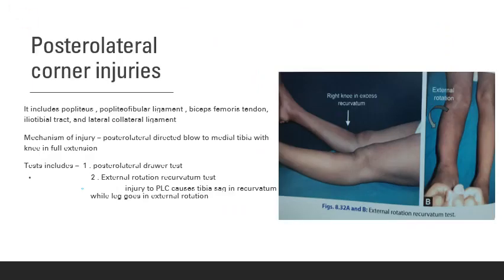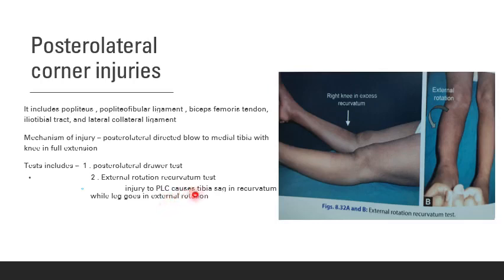Another ligamentous injury of knee is posterolateral corner injuries. PLC structures include popliteofibular ligament, biceps femoris tendon, iliotibial tract and lateral collateral ligament. Mechanism of injury: posterolateral directed blow to medial tibia with knee in full extension. Tests include posterolateral drawer test, similar to posterior drawer test. Posterior translation is observed in case of PLC injury.